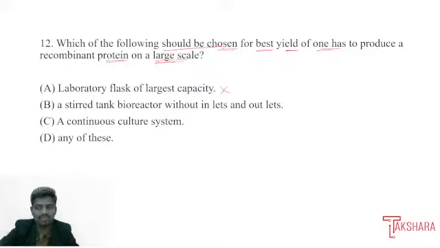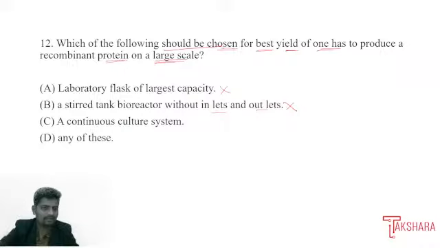And when coming to B, a stirred tank, like a bioreactor, without inlets and outlets. Without inlet and outlet, we cannot get a large quantity simultaneously. So option B is also incorrect.